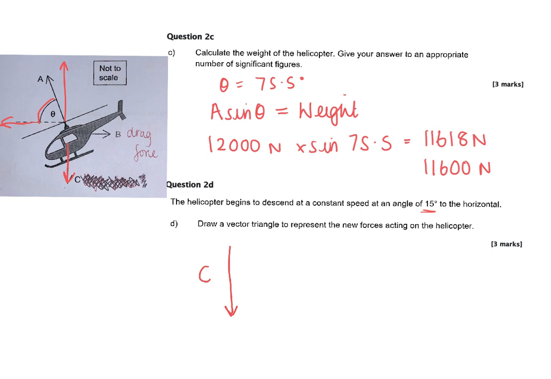The only thing that's going to change is our drag force, which previously was horizontal. It's now going to be at 15 degrees to the horizontal. That is B. And A is going to end up being very similar coming up here.